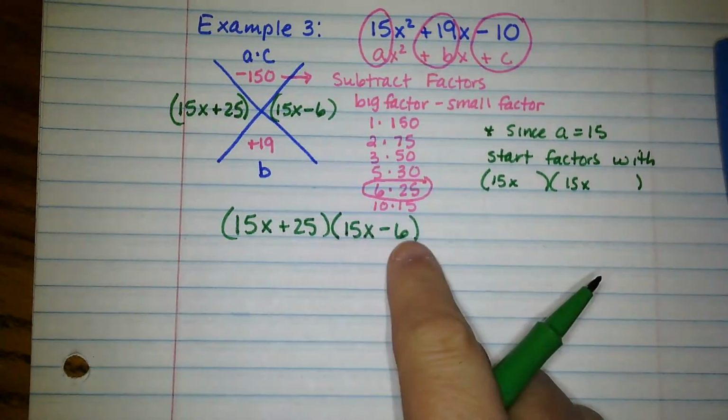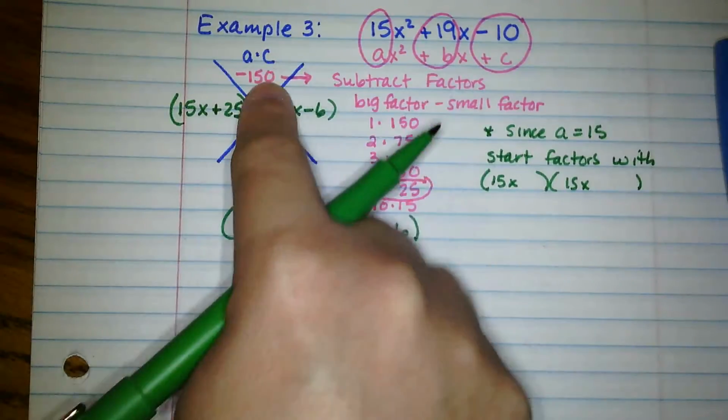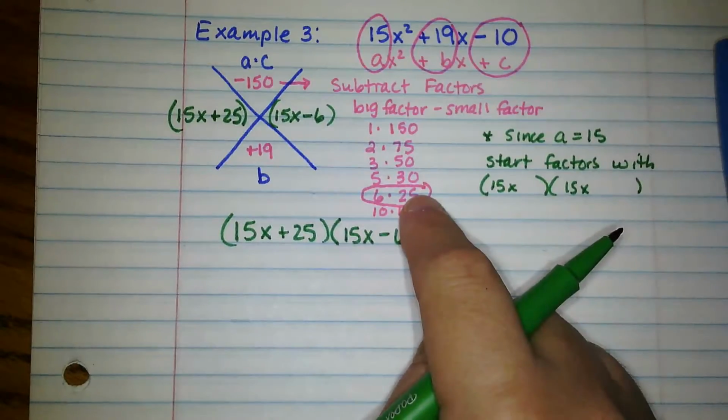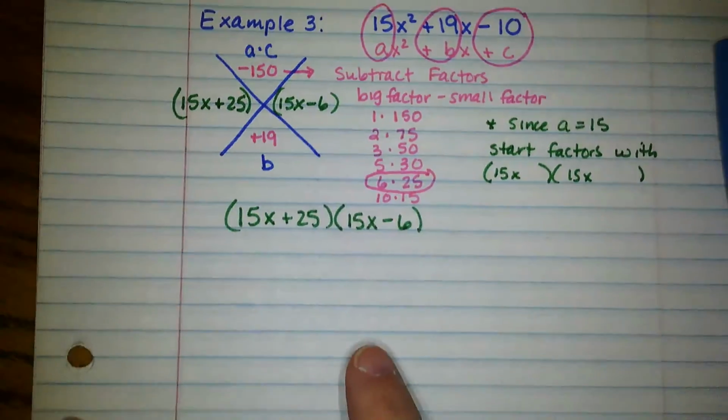Keep in mind that 25 minus 6 gives us the 19, and 25 times negative 6 gives us the negative 150. Those are the numbers that work. That's the combination. But because A is bigger than 1, we've got to start with 15x.